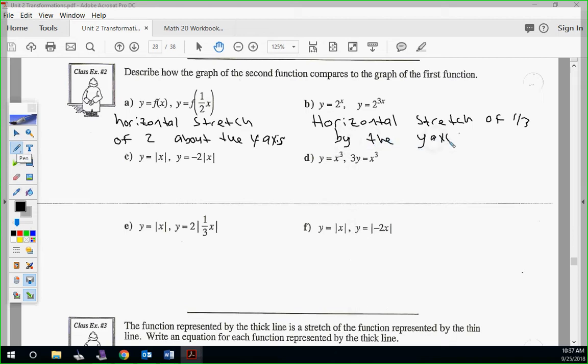All right, good work. Okay, how do we feel about C? Good. See how the x's didn't change? Just the number out in front did? That's our sign it's vertical. Remember, that's a vertical stretch of 2, but it also has a reflection. Yep, a negative, so it's a reflection about the x-axis. Good.